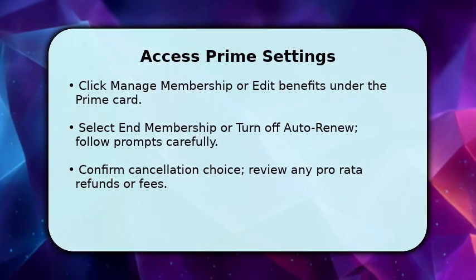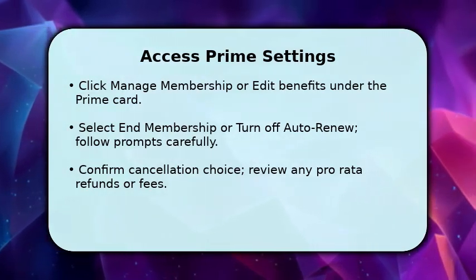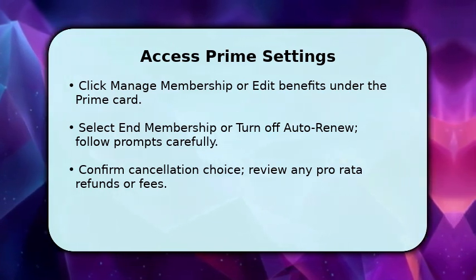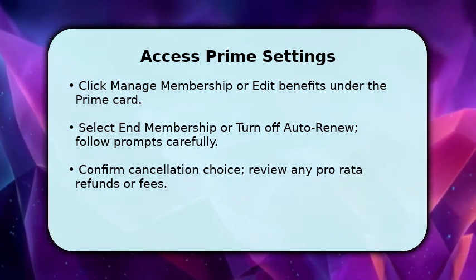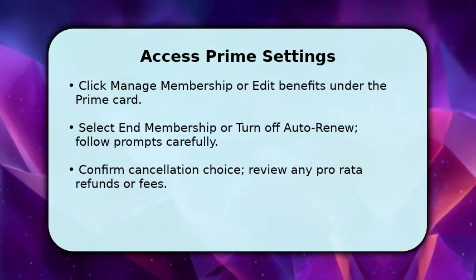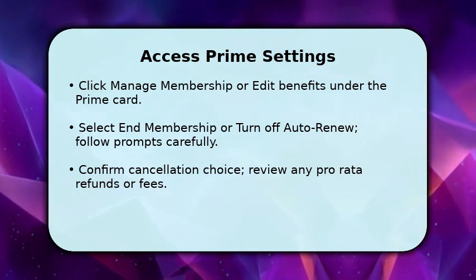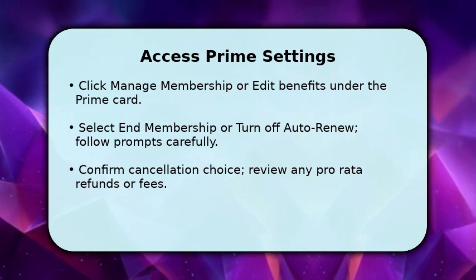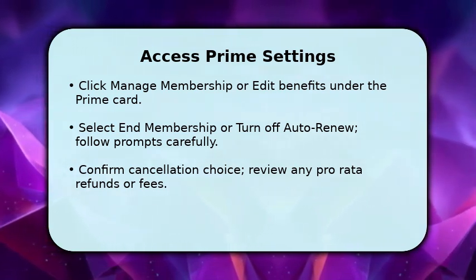Once on the Prime page, click Manage Membership or Edit Benefits to open detailed settings. You'll see an option to end membership or to turn off auto-renew. Select the option that stops future charges. Amazon will display prompts explaining what you'll lose and whether you qualify for any refund. Read those so you know the implications. Confirm your choice when asked. If you're eligible for a prorated refund, Amazon will outline the amount. Otherwise, it simply prevents the next automatic charge.